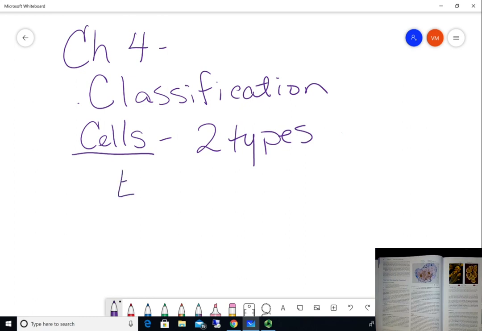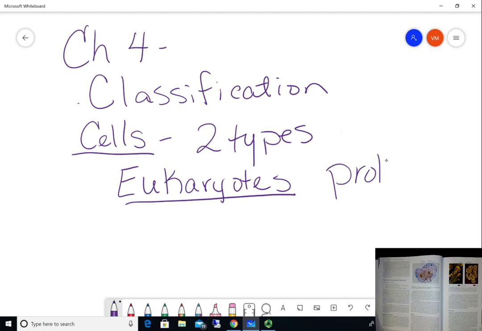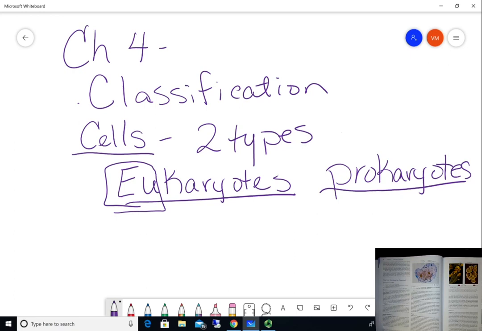And those two types, you may have heard of this one definitely before. You have eukaryotes, and we also have what's called prokaryotes. Okay, to help us to understand, I usually say you are a eukaryote. So that way you understand these are typically multicellular, whereas prokaryotes are typically unicellular.